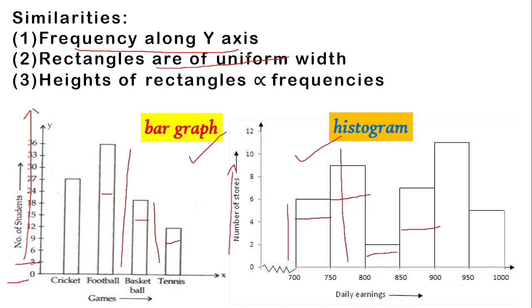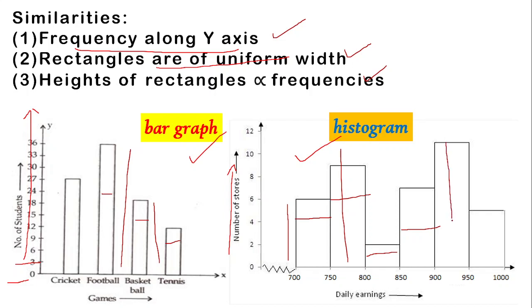Heights of rectangles are proportional to frequencies. So more frequency means you will get a taller rectangle, and lower frequency means you will get a shorter rectangle. So these are the three similarities we have. Frequency is along the y-axis, rectangles have uniform width, and heights of rectangles are proportional to frequencies.